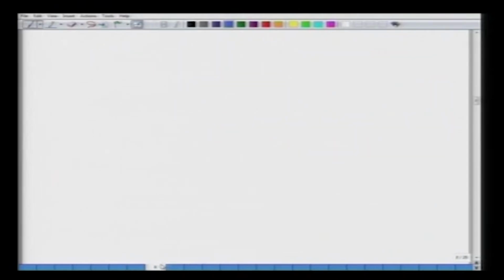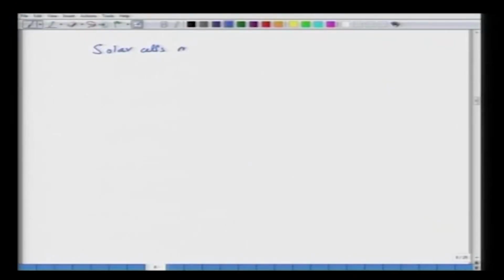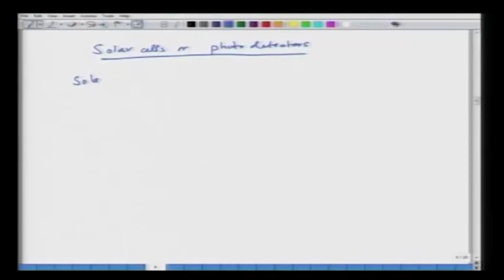If you look at materials for devices which require absorption of light, then things are completely different. For example, we are talking about solar cells or photodetectors. Here our aim is different. For example, in the case of a solar cell, we have the solar spectrum, which is a very broad spectrum, all the way from infrared to UV.